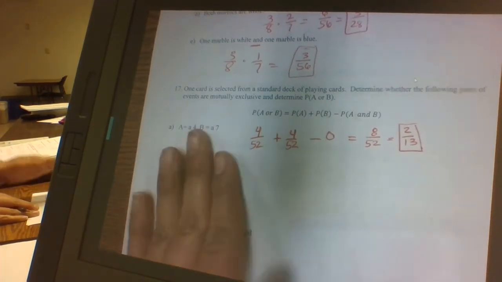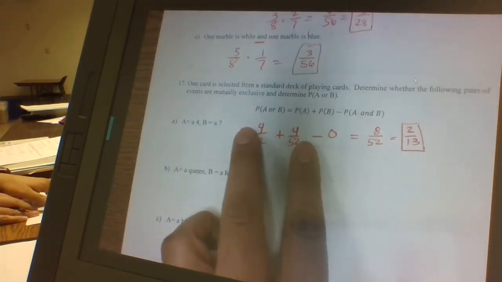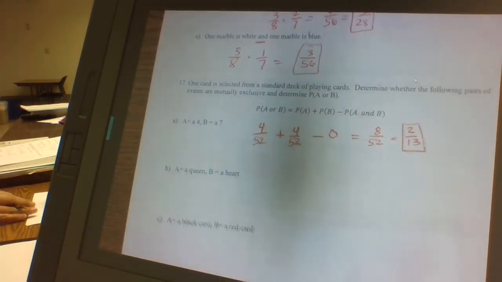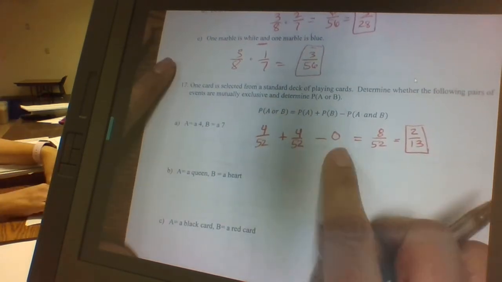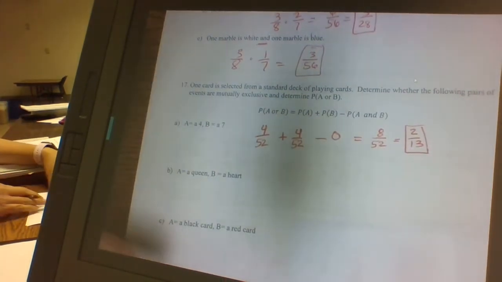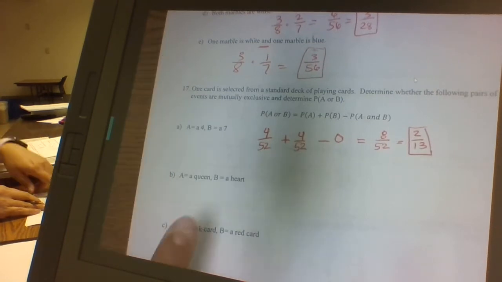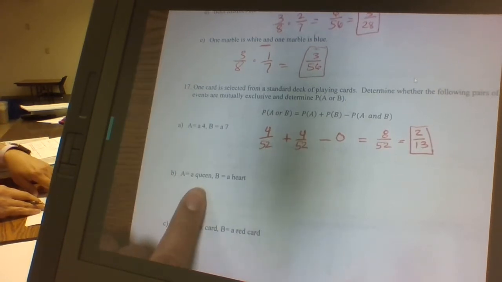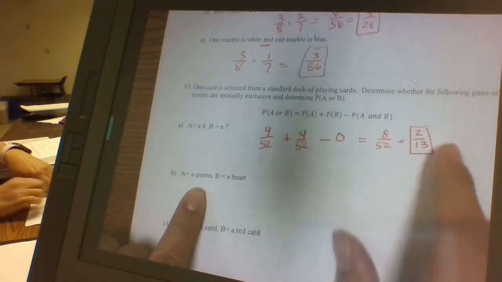So you need 1 and 1, and then some of these cards are overlapping. When it's not possible for the cards to overlap, you do minus 0. So you just add the top numbers, not the bottom. When you have the same denominator, you just work with the top.